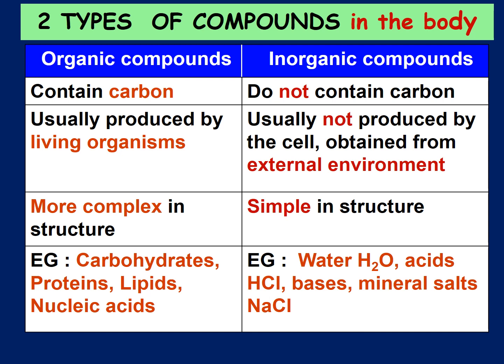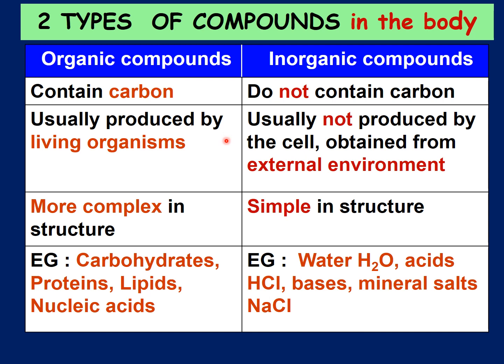There are two types of compounds in the human body. The first type are the organic compounds, and the second type are the inorganic compounds. Organic compounds contain the element carbon. That's the definition for organic compounds. But inorganic compounds do not contain the element carbon. The word in here means not organic.